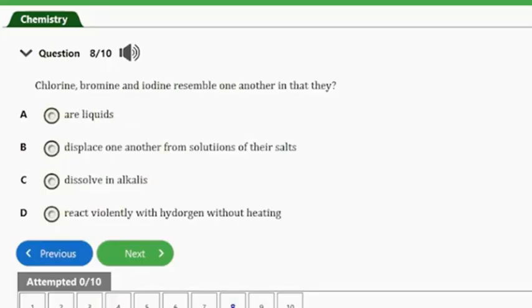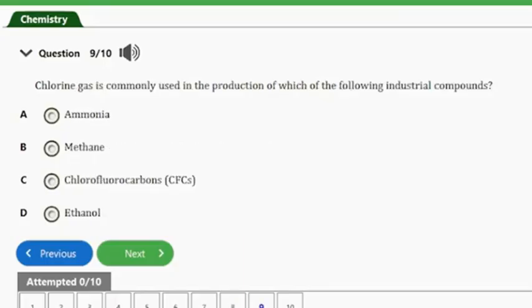Question number 8. It says chlorine, bromine, and iodine resemble one another in that they: A, are liquids; B, displace one another from solutions of their salts; C, dissolve in alkalis; D, react violently with hydrogen without heating. So guys, the answer to this question is option C here. They all dissolve in alkalis. So that's it for that question. Let's consider the next question.